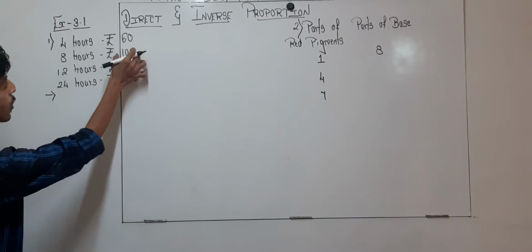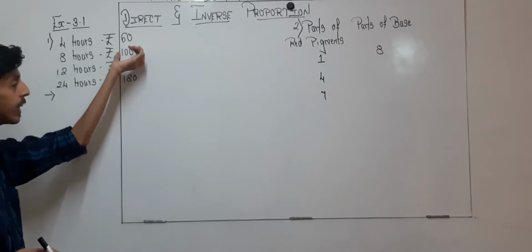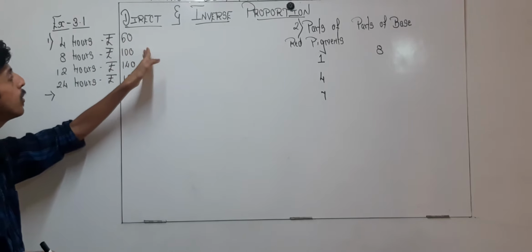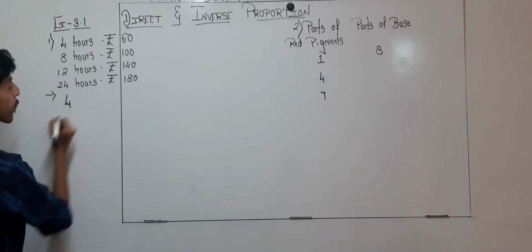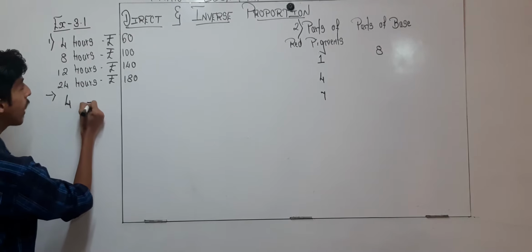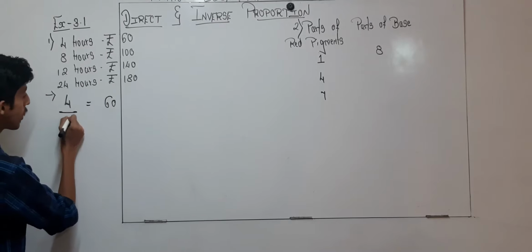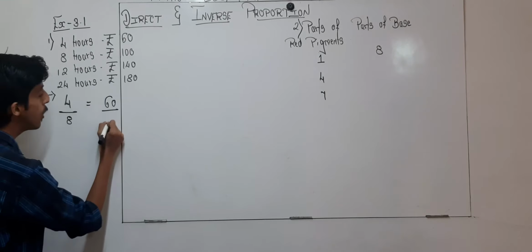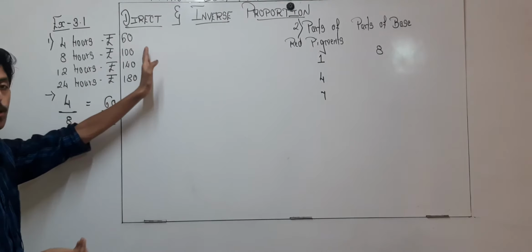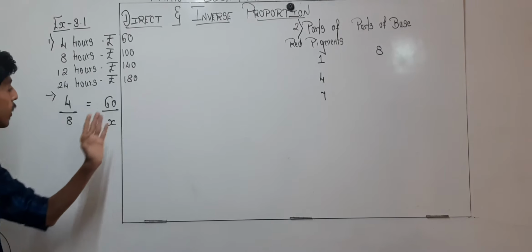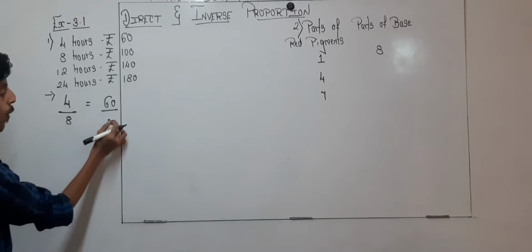Now, the amount in 8 hours is equal to 100, so we'll check whether it fits. In 4 hours, how much rupees are we earning? 60 rupees we are earning. We have to find whether they are in direct proportion. In 4 hours, 60 rupees we are earning, and in 8 hours, how much rupees will we be earning?